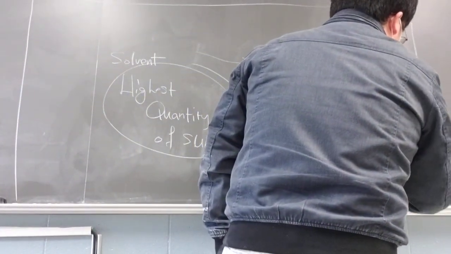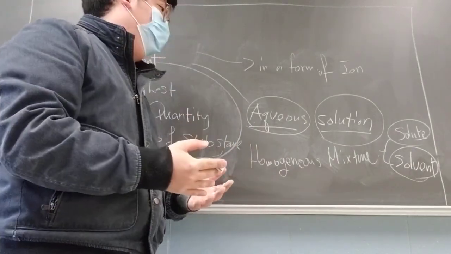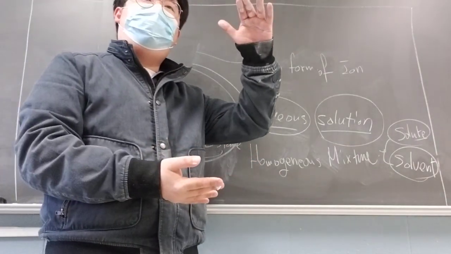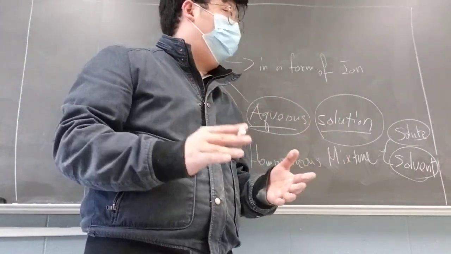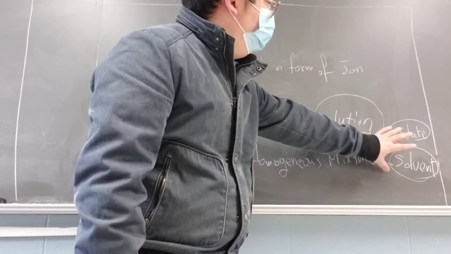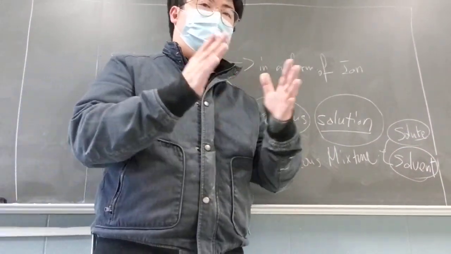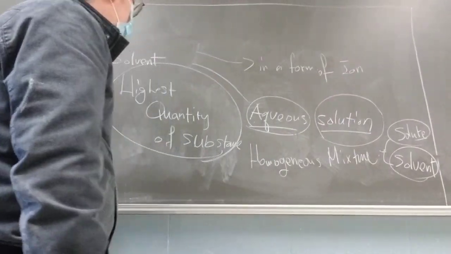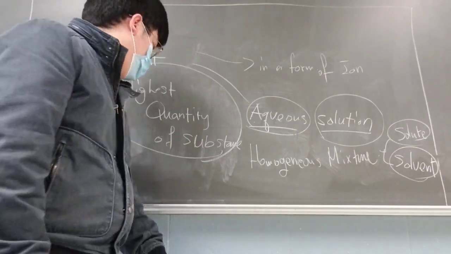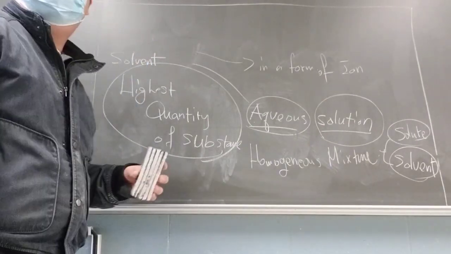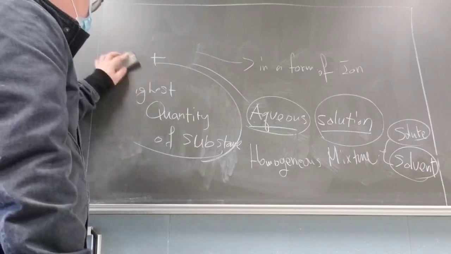So you have a homogeneous mixture, and you have several substances. Of course, it's a mixture. The highest one in quantity is the solvent, and all the other minor ones will be solutes there. If the solute is mixed in the solvent nicely, equally distributed in the space in the solution, we call it a solution. So that makes sense, right? Can I move on? Good.